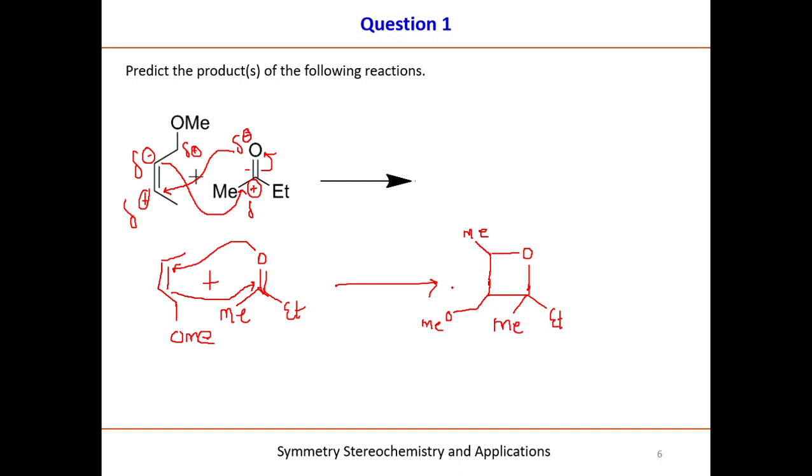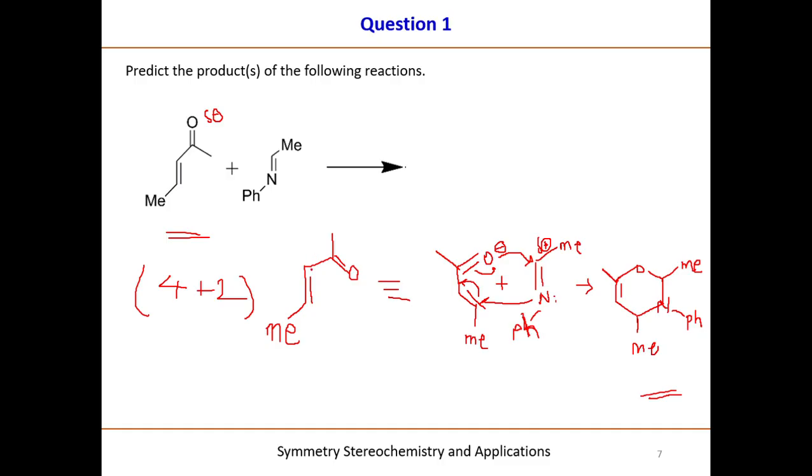So this is a type of 2 plus 2 cycloaddition reaction, which includes oxygen in the cycloaddition reaction. It's a kind of Paterno-Buchi reaction. The Paterno-Buchi reaction is also like this only. You can see that also.